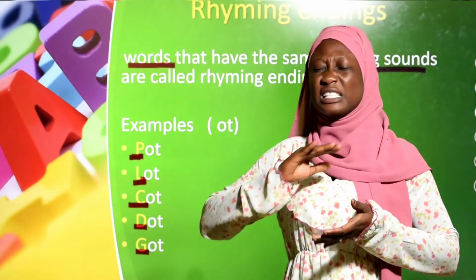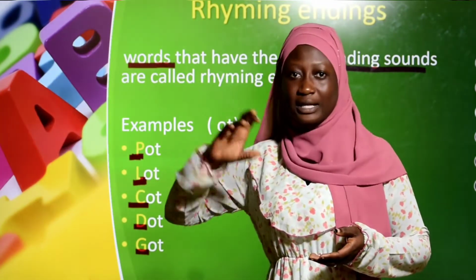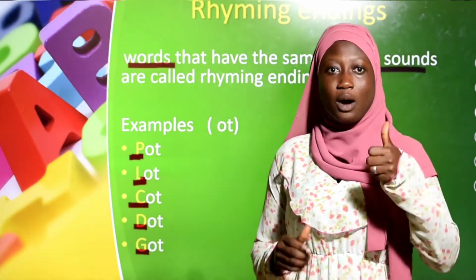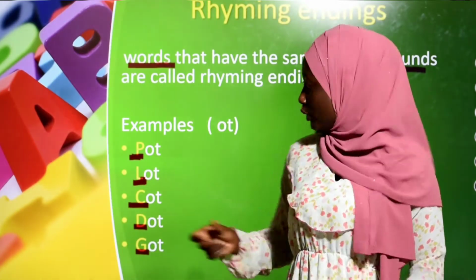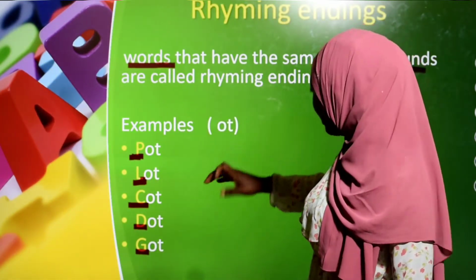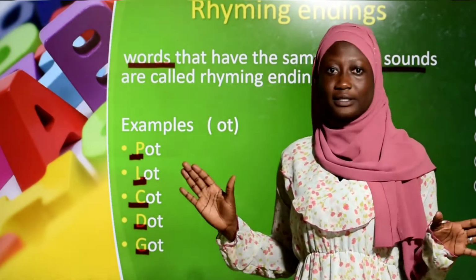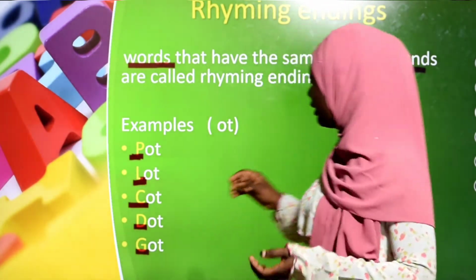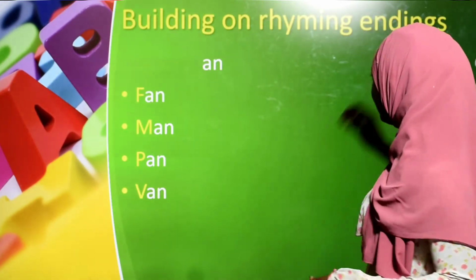Now it all has the same sounds at the end. It's just the initial words which is different. So this is what we refer to as the rhyme ending. The rhyme endings have similar sounds at the end. Very easy, right? Now let's go to our next slide.